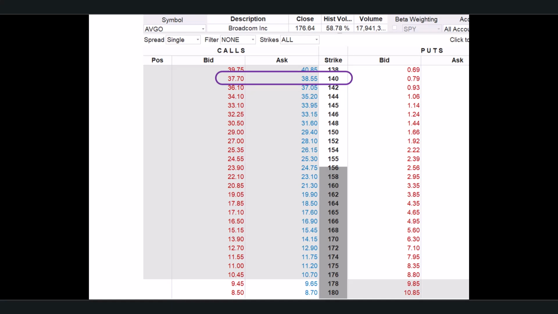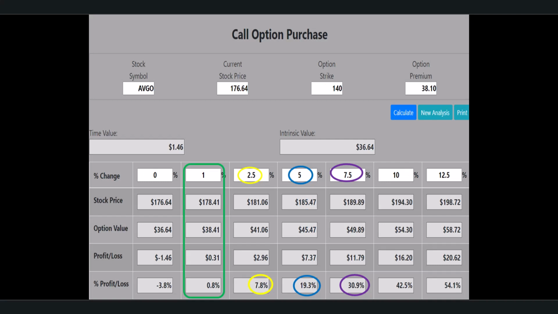Let's see if the 140 call will work. The bid-ask spread for the 140 call is 37.70 to 38.55. We tried to enter at the midpoint, so we'll use 38.10 as the buy price. The 140 call works. If the AVGO stock price is up 1%, the 140 call will make a 0.8% or $31 profit. That's better than break even, so the 140 call is the one we'll buy.